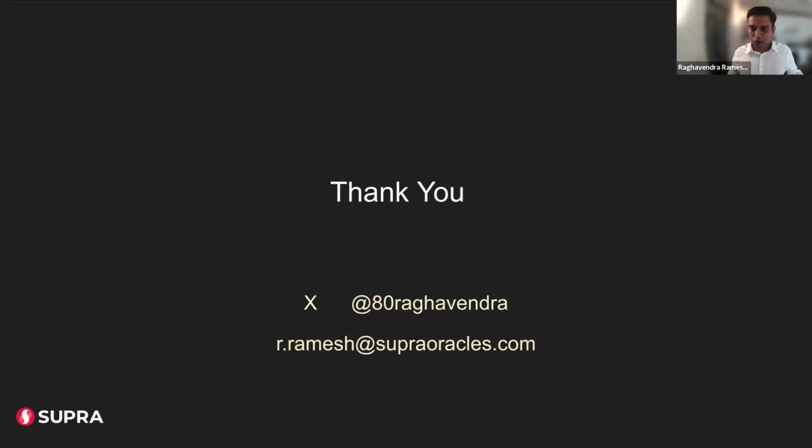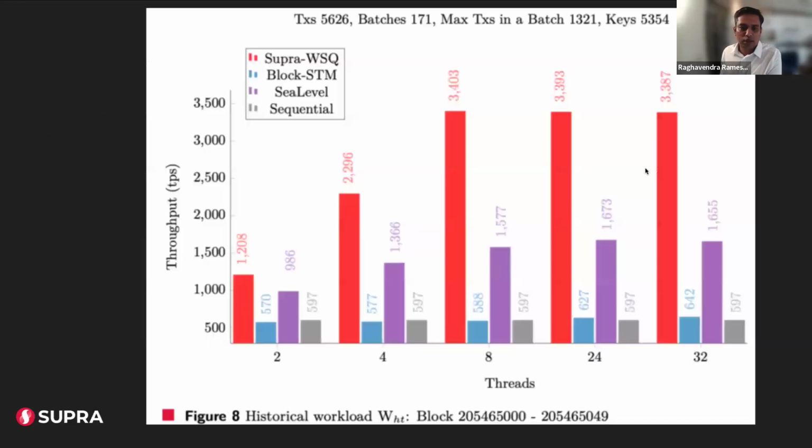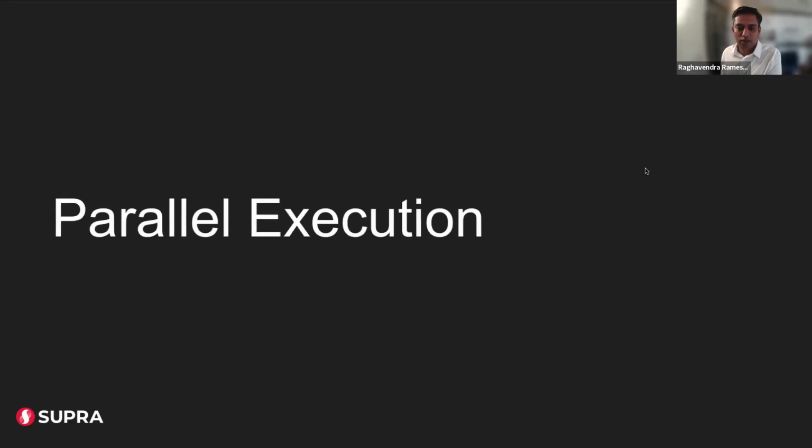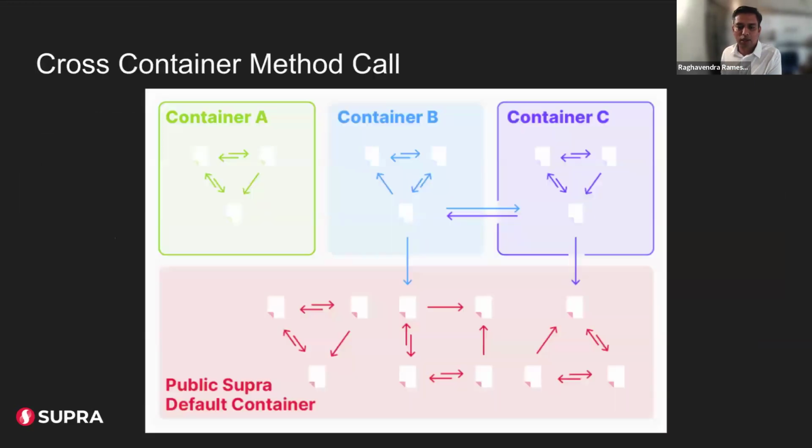For example, let me go back to that slide where I had a picture. Yeah. So imagine that the red one, the public Supra default container, is hosting a stable coin. It's a USD. And let's say this is, I hope you're able to see my cursor, a smart contract, an ERC20 contract of USDC. That means it hosts the mapping of who owns how much USDC, right?